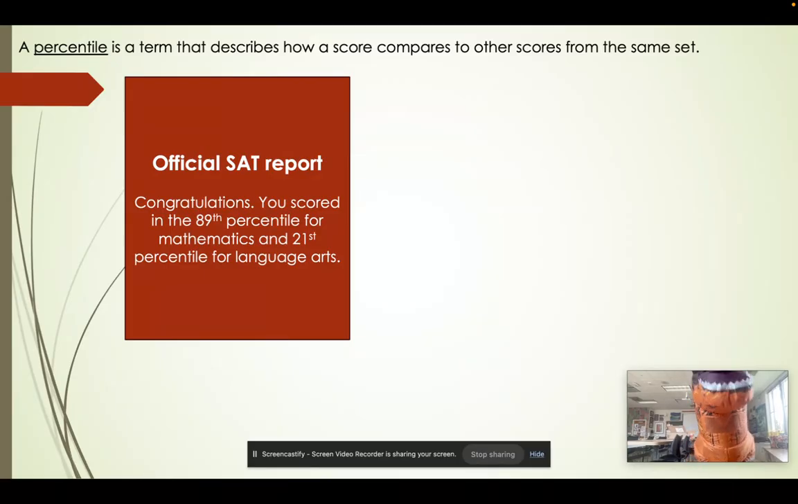However, for your language arts, you're in the 21st percentile. That means only 21 people did worse than you. That means there's 79 people that did better than you. That's a majority. That's not so good.